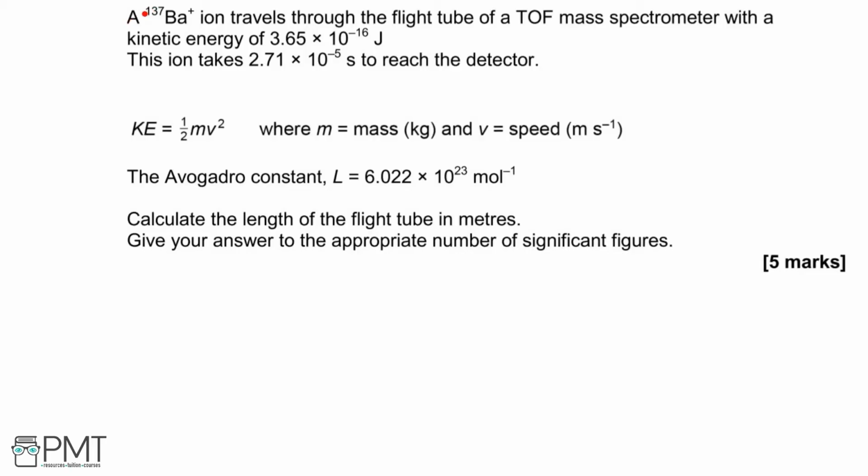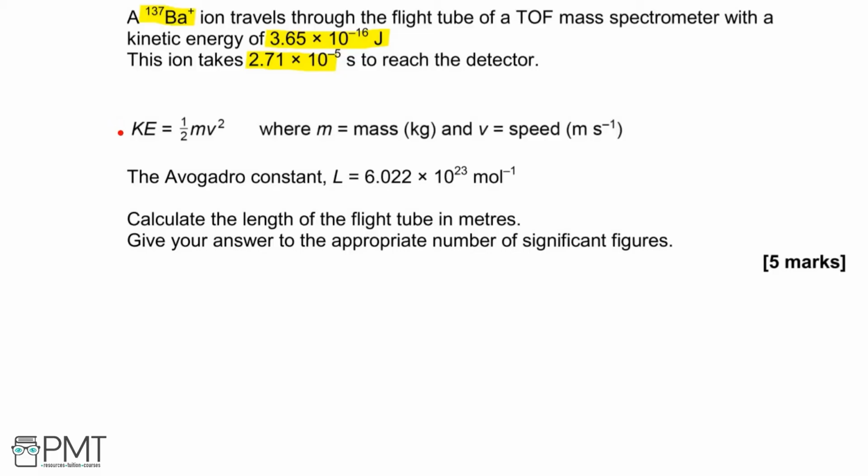A 137 mass barium ion travels through the flight tube of a time of flight mass spectrometer with a kinetic energy of 3.65 times 10 to the minus 16 joules. This ion takes 2.71 times 10 to the minus 5 seconds to reach the detector.